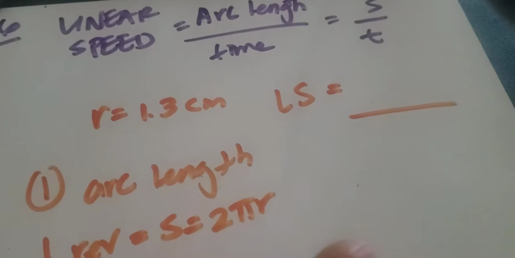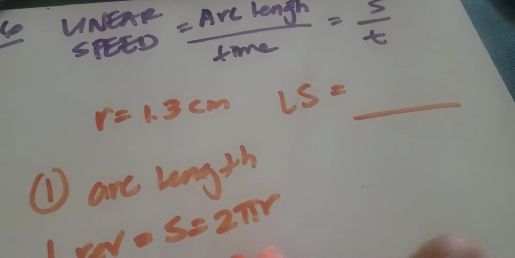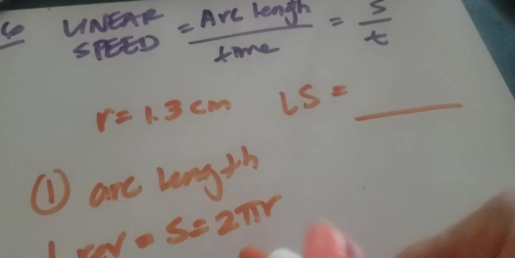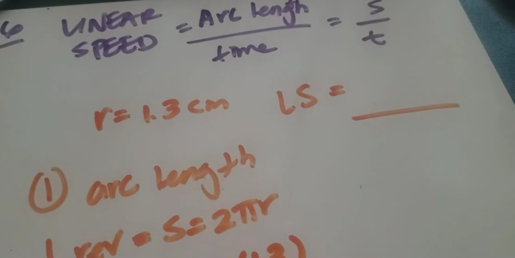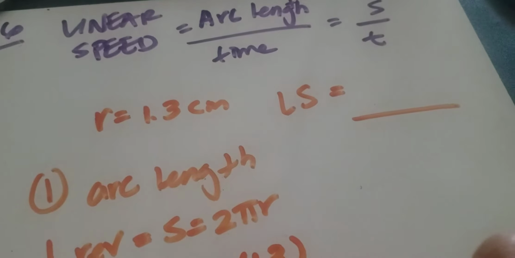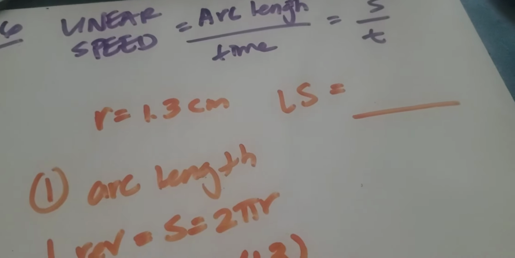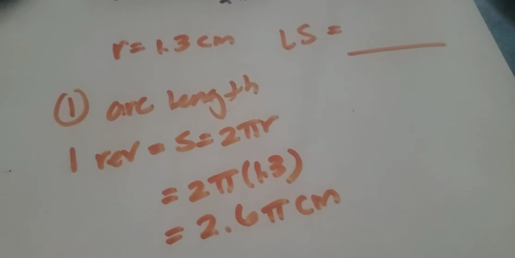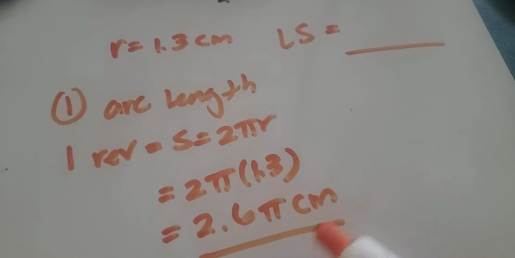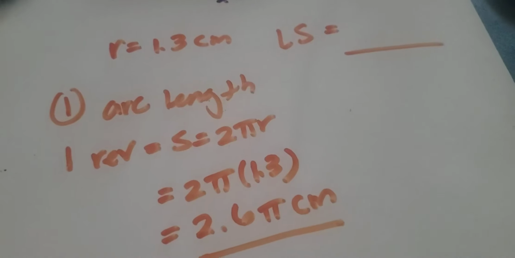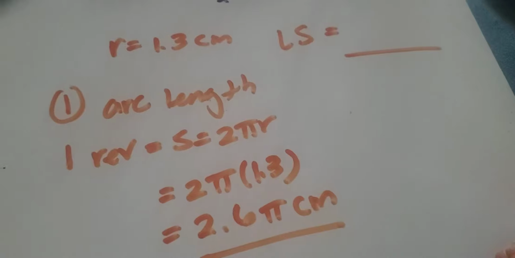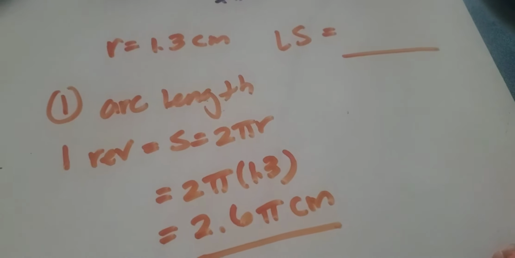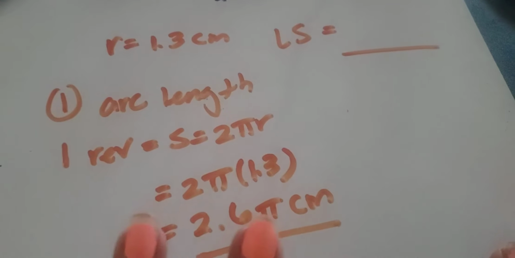So if you notice, the radius that's given is 1.3. So we're going to use that, okay? Which gives us 2.6 pi centimeters, okay? Let me move that up. Sorry, I apologize. Okay. So 1 whole revolution is 2 pi r. And I explained that in day 1. Okay, so remember that. Okay, so we needed to find the arc length. Okay, so we did that.